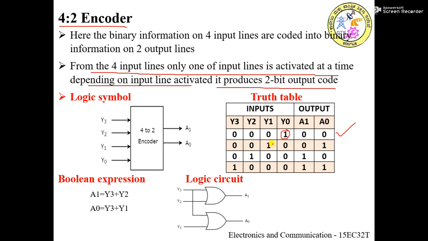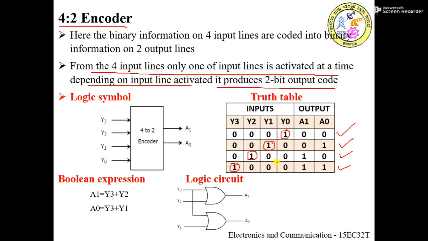Similarly, in the second case, only Y1 is activated. So Y1 alone is activated, the subscript is 1. So output code will be 0 1. Similarly, in the next case, only Y2 is activated and the corresponding output code will be 1 0. And the last one, only Y3 is activated and the corresponding output code is 1 1.